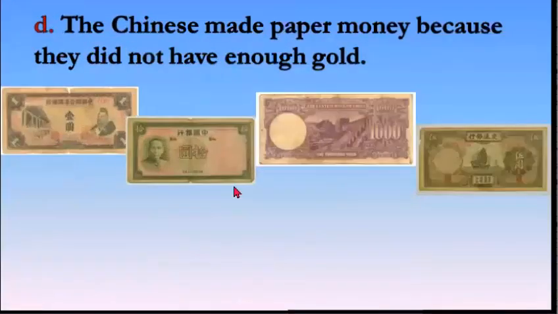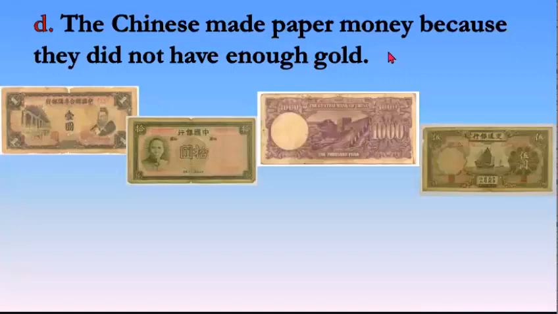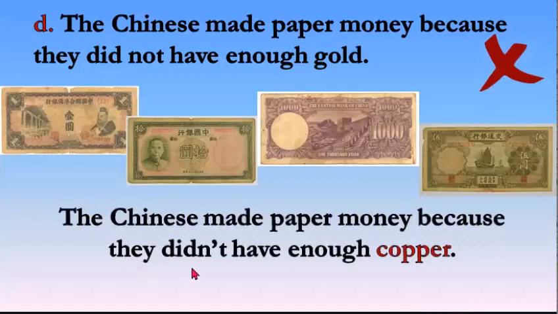The last question: the Chinese made paper money, which is banknotes, because they didn't have enough gold. Was this the reason? Of course not. This is false. They made paper money because they didn't have enough copper. Copper is like gold, like silver, like iron. This is called copper. Okay, so these are the 4 answers to the questions.